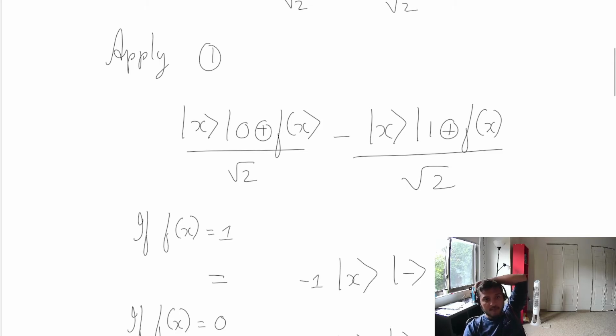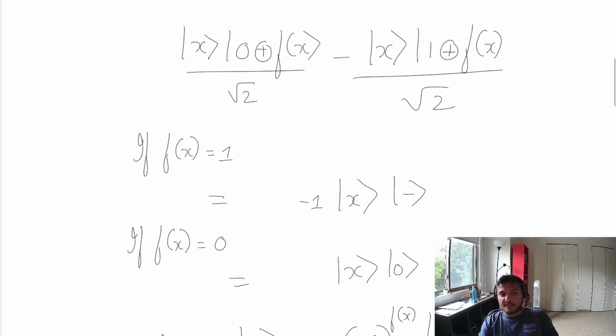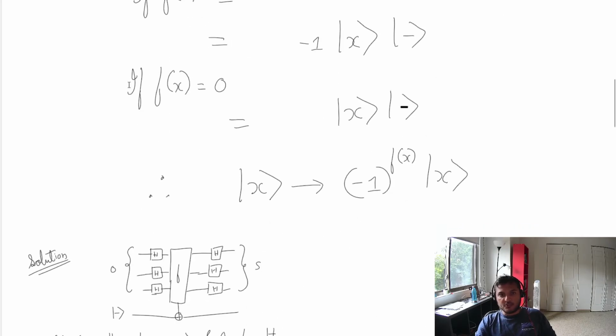So if f of x is 1, that means both of them flip. This becomes 1 and this becomes 0. So that is basically the negative of my current state, so you get a minus 1. You can rewrite this whole result as minus 1 times x of minus state. If my f of x is 0, that means there is no flip, and I just get x, and this should be a minus. So let me just make it a minus. So basically I would just get a positive value.